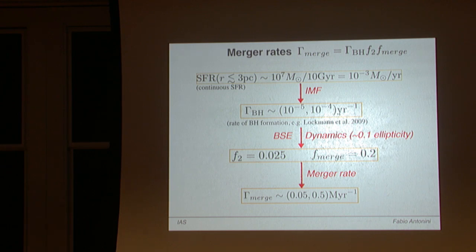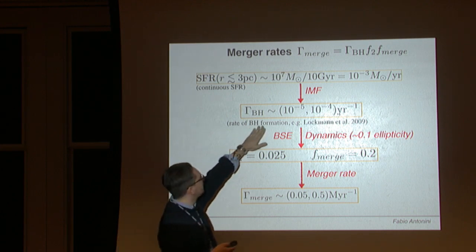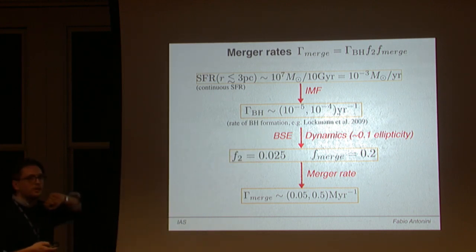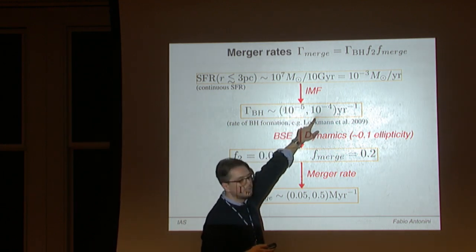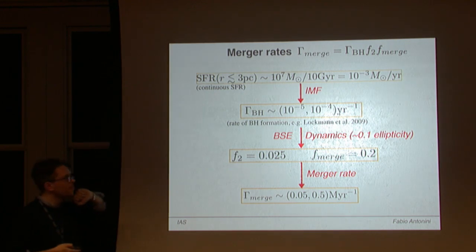We computed a merger rate due to this process for a Milky Way-like galaxy. We assume that stars, and therefore black holes, are formed continuously throughout the age of the nuclear cluster. So we assume continuous star formation over 10 gigayears. And based on the assumed IMF, we compute the rate at which black holes are formed in the nuclear cluster. This is for a Salpeter-like mass function or a top-heavy initial mass function.